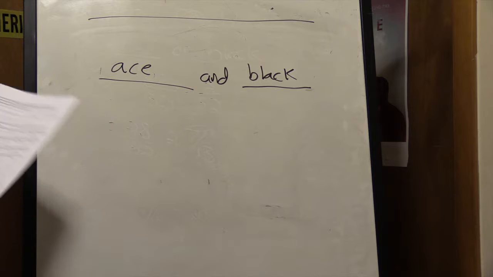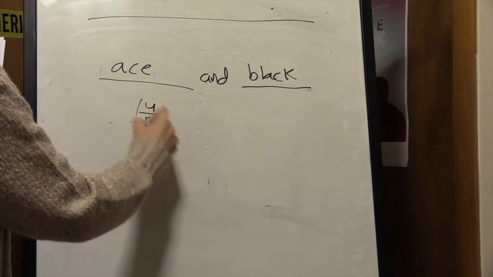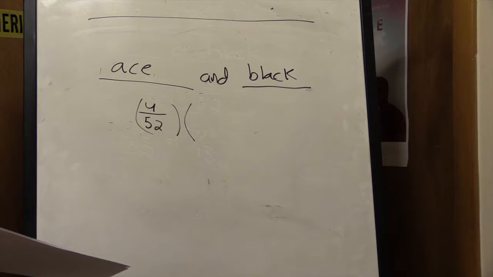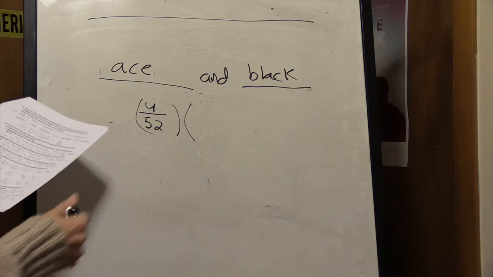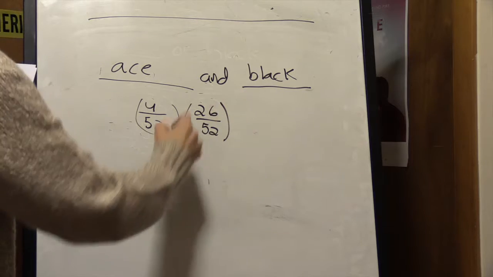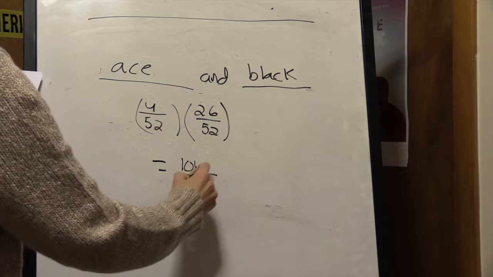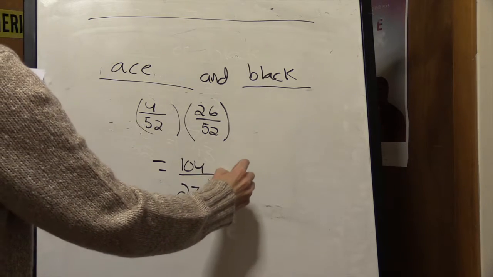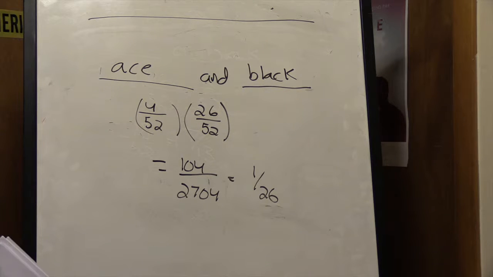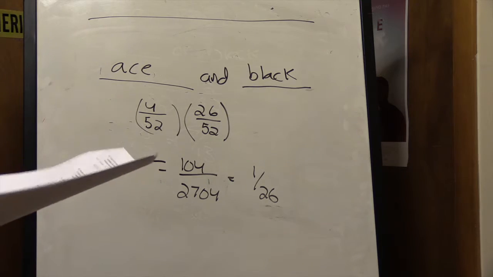So the probability that the first card is an ace, there are 4 aces out of 52 cards. And we're going to multiply that times the probability that the next card is black, which there are 26 black cards out of 52. So when we multiply that, we get 104 out of 2704, which is 1 over 26. And again, we'll go over in more detail how to simplify a fraction like 104 over 2704.